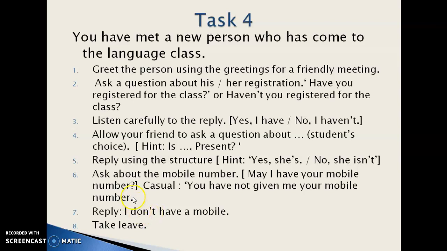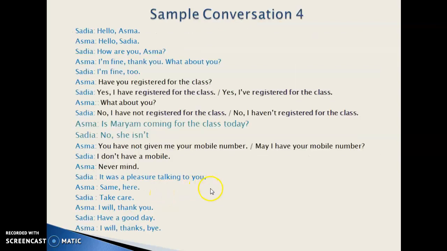Okay, let's proceed to see one example pertaining to this task. The previous structure is shown in blue and the new sentences that we have learned today are shown in black. I will be reading the conversation, not the names.